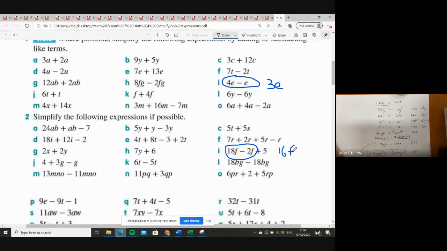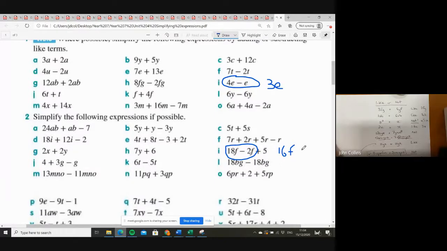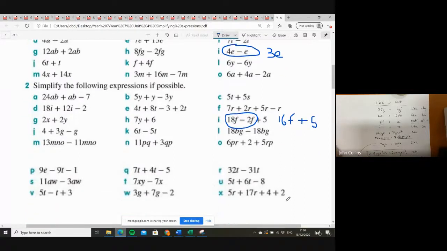Do I add it to the f's? Or do I just keep it separate? You keep it separate. Yeah, you keep it separate. So it's just plus 5. Okay. So if it can't be added, just keep it, and that's fine. So you're not looking for any final answer here. This is the final answer. You don't have to solve anything. Okay, so that's question 1 and 2.